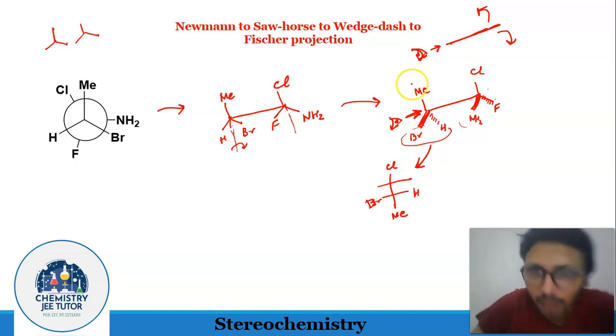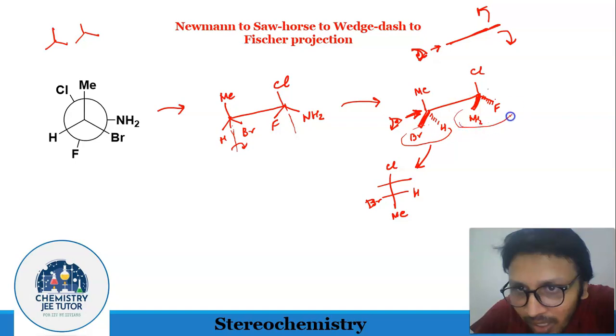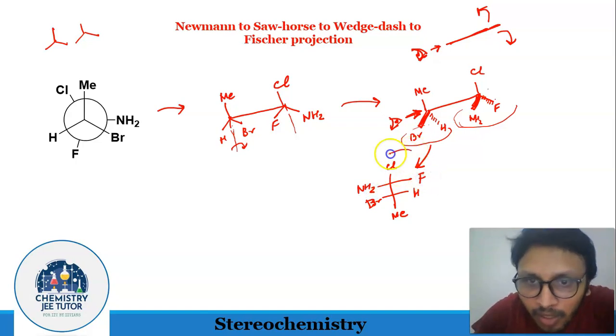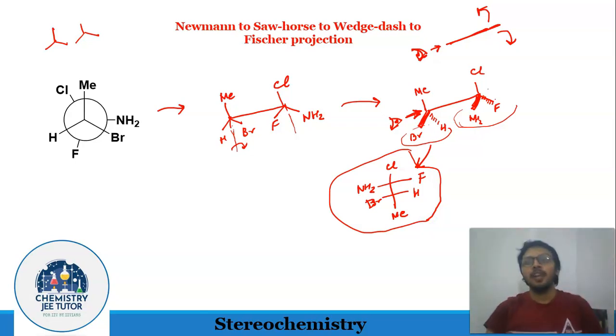You understood by now. So this is on the right hand side, this fluorine NH2. What is above the plane? NH2. It goes which side? It goes to the left hand side, and the fluorine comes here. This is your Fischer projection. Got it?